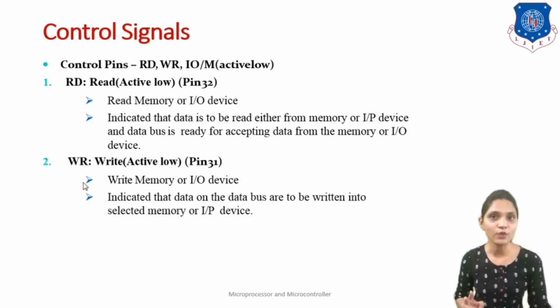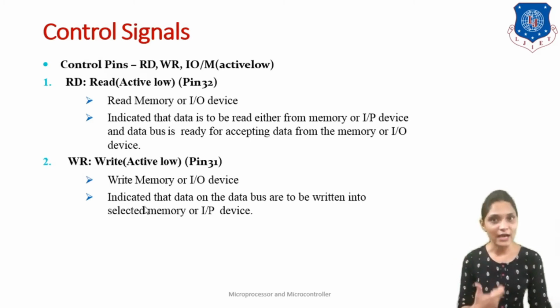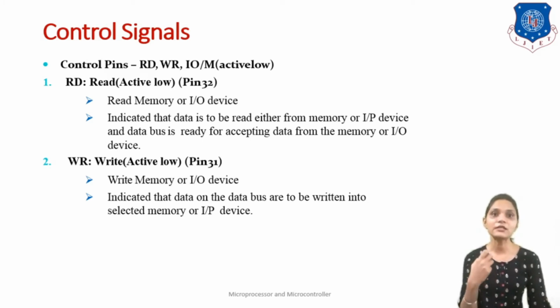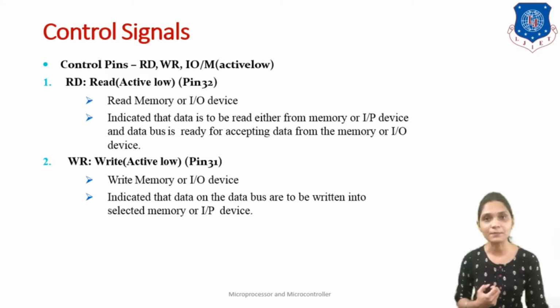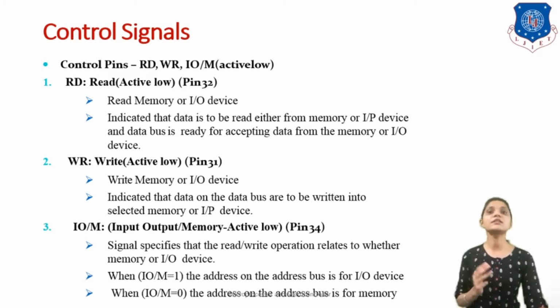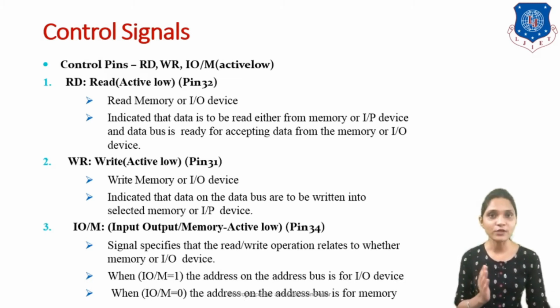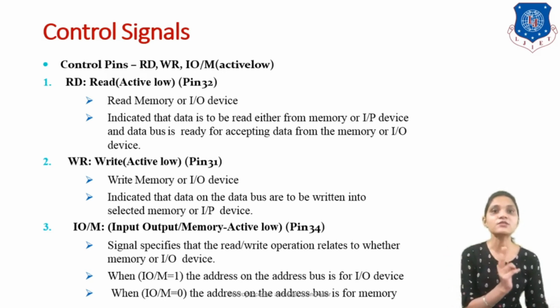The second control signal is WR bar, or you can say write bar. Here the bar is not indicated, but it is WR bar, an active low signal. It is used to write to memory or the IO device, and it indicates that data on the data bus is to be written onto the selected memory address or the IO device. The third control signal is IO/M bar, that is input output / memory, where memory is active low. It has a dual purpose. If its value is 1, it is for the IO. If its value is 0, it is for memory.